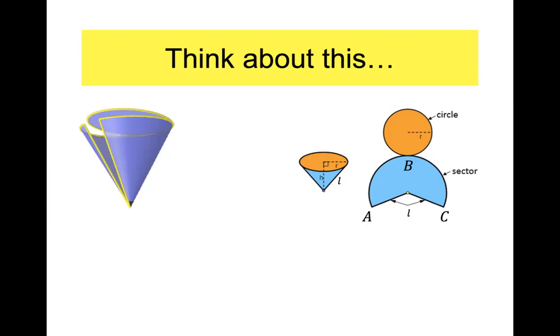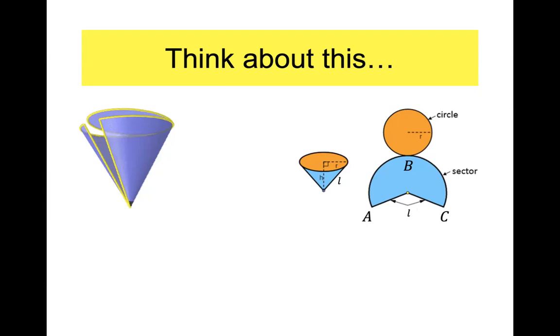Now, the blue circle and the yellow circle have different radii. The yellow circle has a radius of r, and the blue circle, it says L. Is it really the slant height? Sure, look at the original cone, and you can imagine if you laid that cone flat, that portion right there would in fact be the slant height.